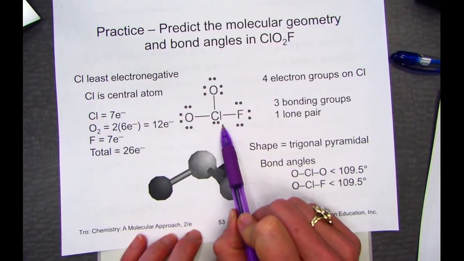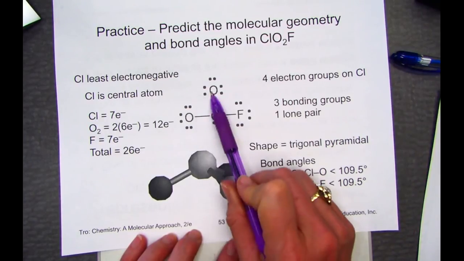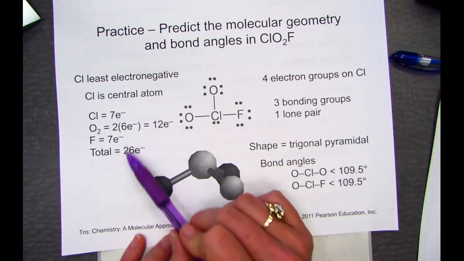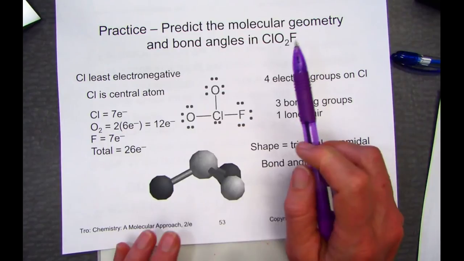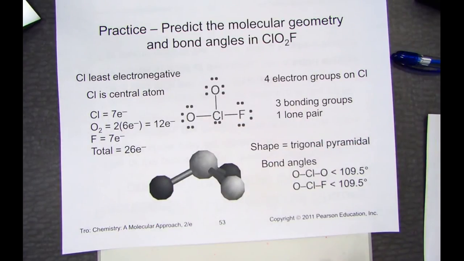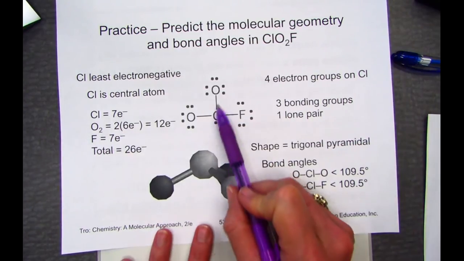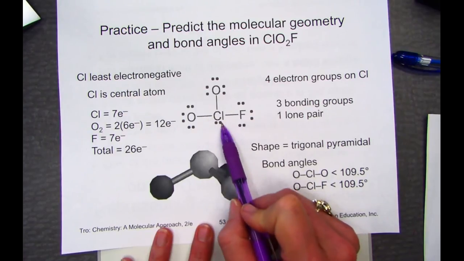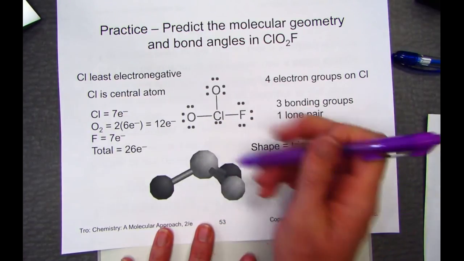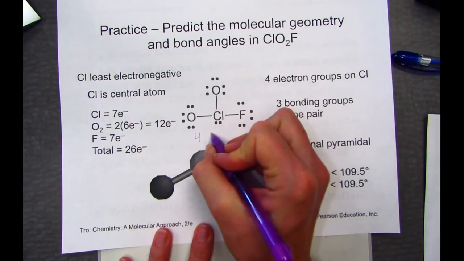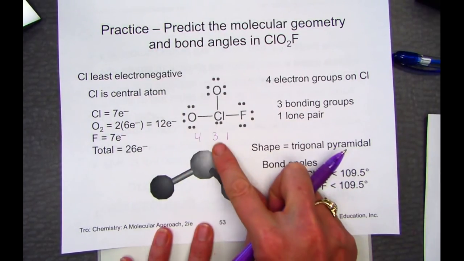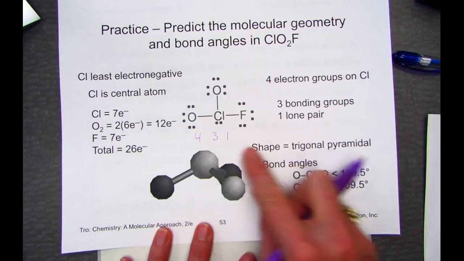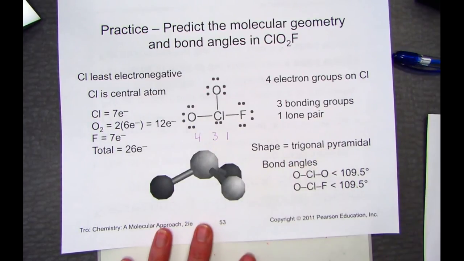Chlorine, central atom. Fluorine, oxygen, oxygen. Totaling the number of electron pairs, again, this is a chapter 9 skill, just coming up with a Lewis dot structure. We could see that of the central atom, three are bonded, one is not bonded. So I would look on my VSEPR chart, 4, 3, 1. Four electron domains, three are bonded, one is non-bonded, giving us a shape of trigonal pyramidal.